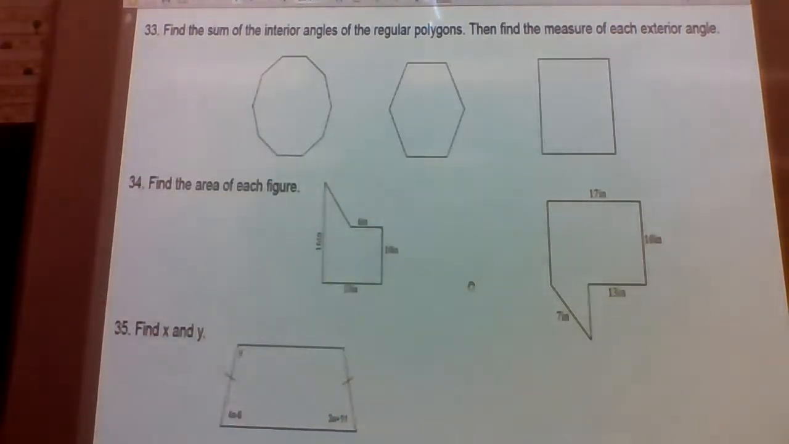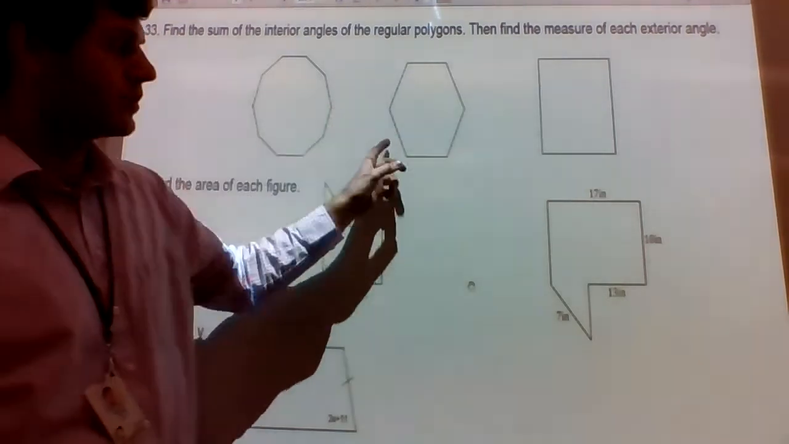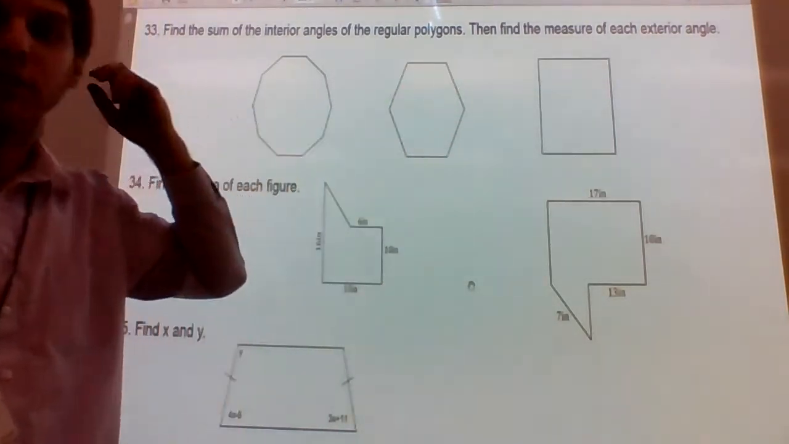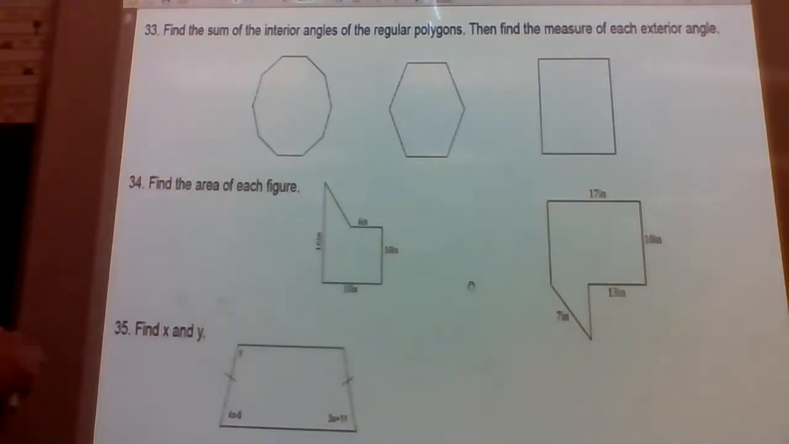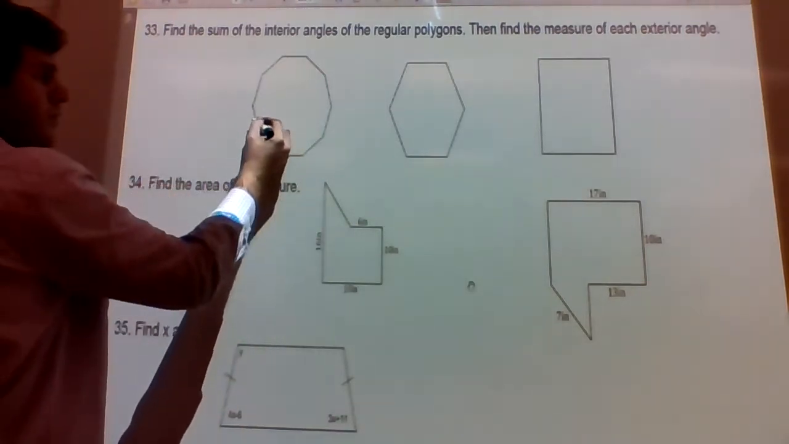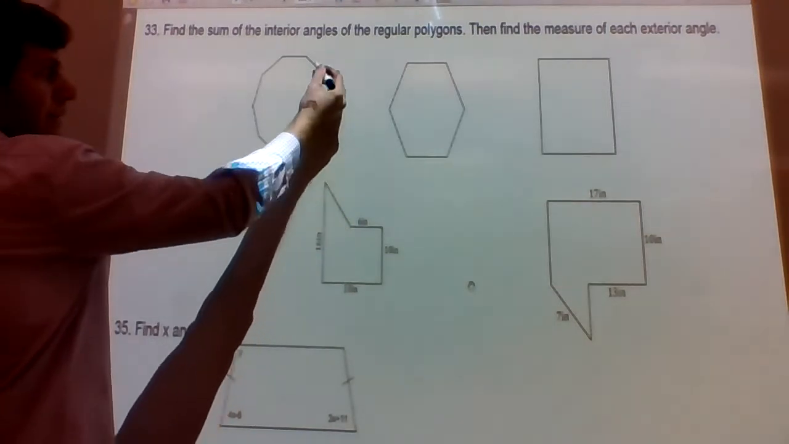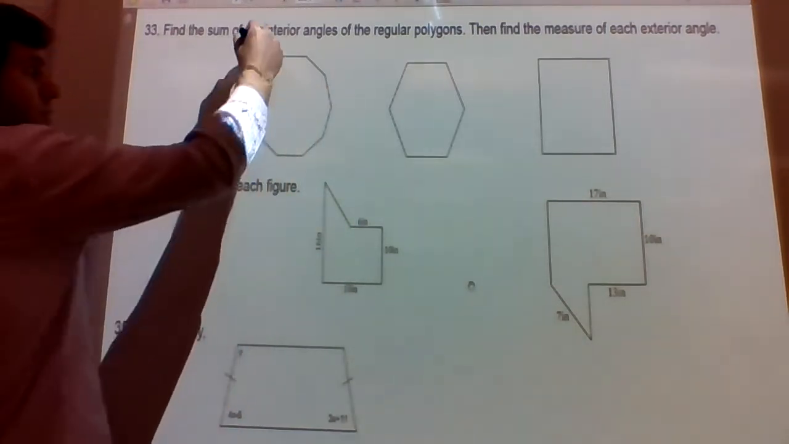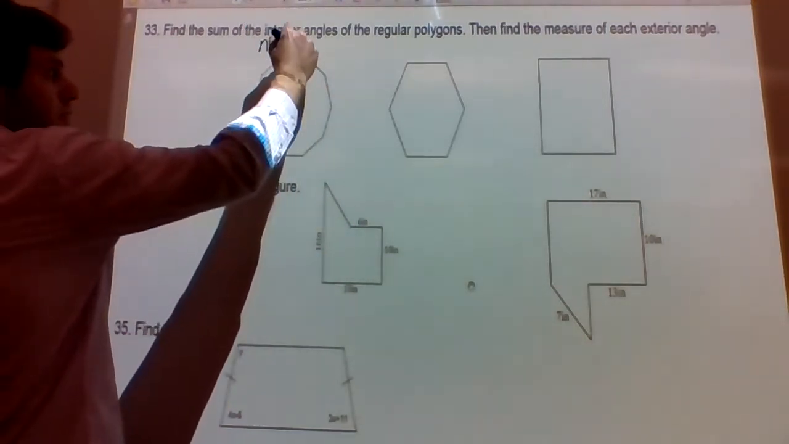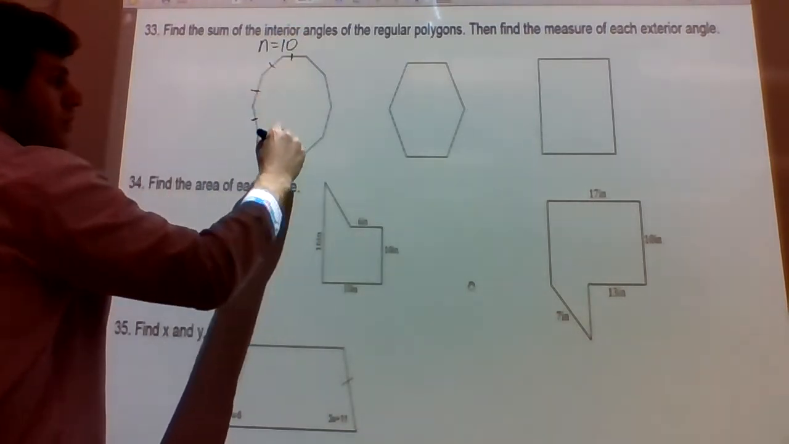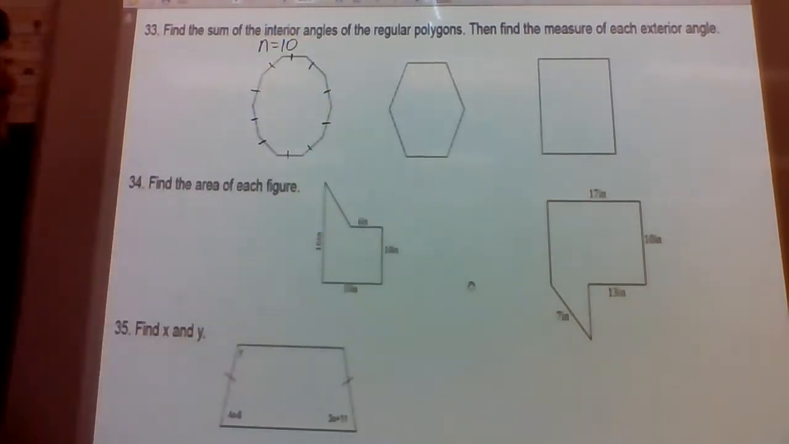On this one, we have 6 sides and 6 angles, so we have a hexagon. And a hexagon is regular if it has 6 congruent sides and 6 congruent angles. All right, the first one: 1, 2, 3, 4, 5, 6, 7, 8, 9, 10. So we have 10 sides, so n is going to equal 10. It's a regular polygon, so all 10 sides are equal. Their lengths are congruent.